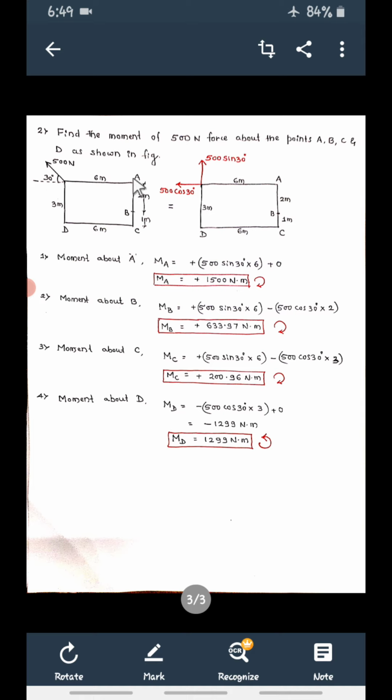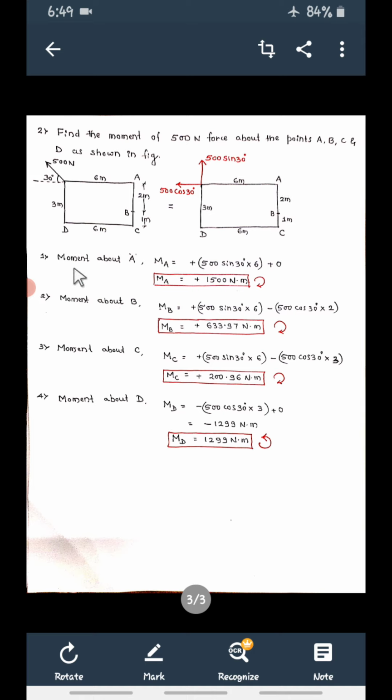Now resolve this vertically, make this force vertical. If this is 500 cos 30, then vertical will be 500 sin 30. So vertical will be 500 sin 30, horizontal will be 500 cos 30. Now instead of this figure, you can refer to this figure. Instead of this single inclined force, there are two forces: 500 sin 30 vertical and 500 cos 30 horizontal. Now I have to calculate the moment of these two forces about A, B, C and D.